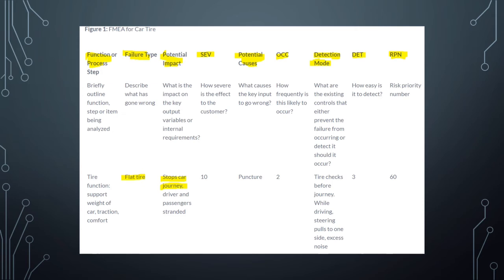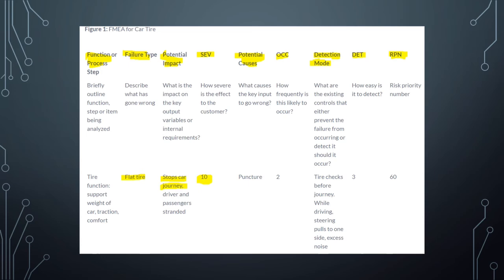Well, if you were on your way to a job interview, this would be a really high severity. Family vacation, this would also be severe. And so this is a really high severity. It's a showstopper, right? When you get a flat tire, that's a significant impact on your day.